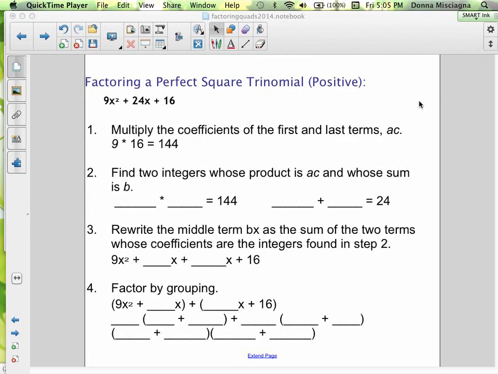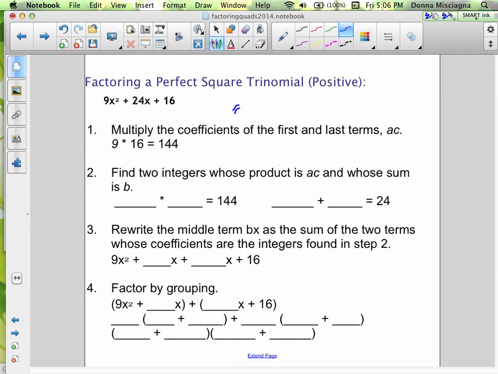We're going to finish this lesson with factoring some perfect square trinomials, as well as some what's called difference of squares. All right, so we have 9x squared plus 24x plus 16. Our a is 9. Let's put it here. A equals 9, b equals 24, and c equals 16.